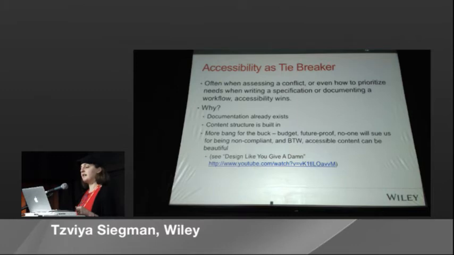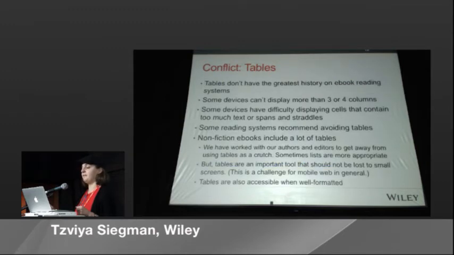So I put a link in here to a video by Leonie Watson. It's called Design Like You Give a Damn. It's a really fantastic video, and I strongly recommend that you watch it because it will really talk to you about how fantastic accessible content can look. So I'm going to give you a few examples about how accessibility can sometimes act as a tiebreaker.